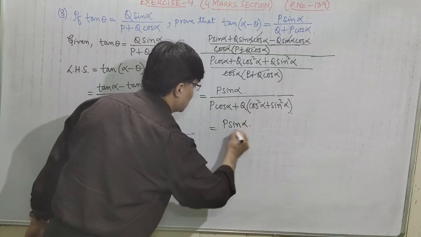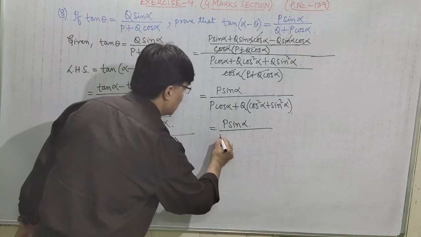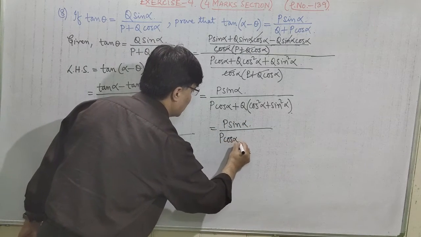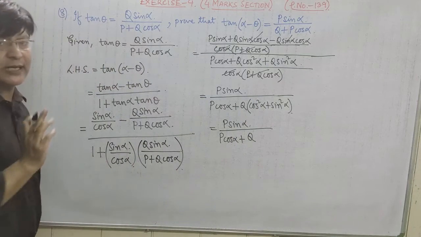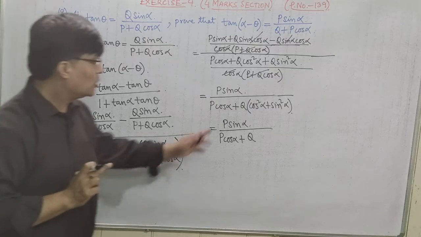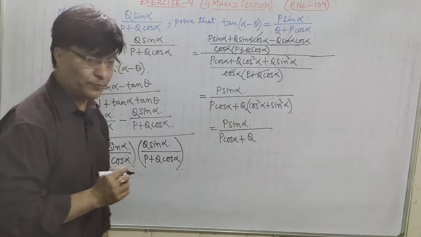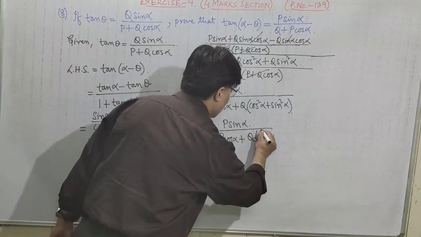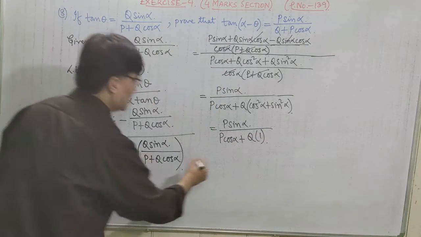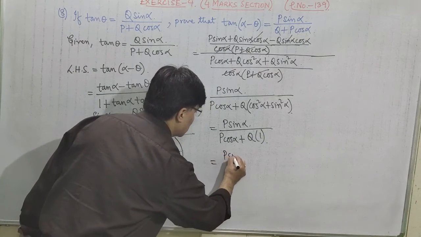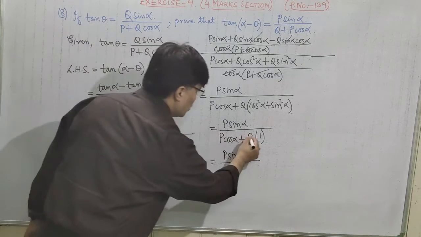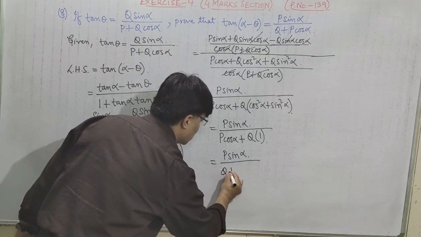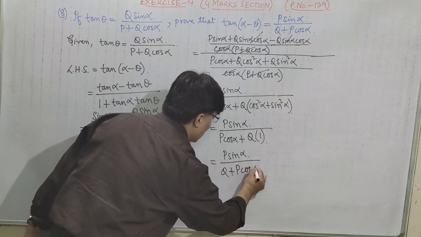It is kept as it is, divided by P cos alpha, which is also kept as it is, plus Q into, what is cos square alpha plus sin square alpha? That is 1. So Q into 1 is Q. So which is equal to P sin alpha divided by Q. Let us write Q first, then let us write P cos alpha.